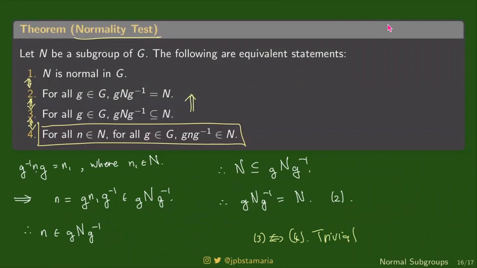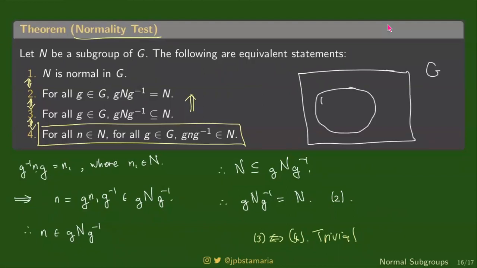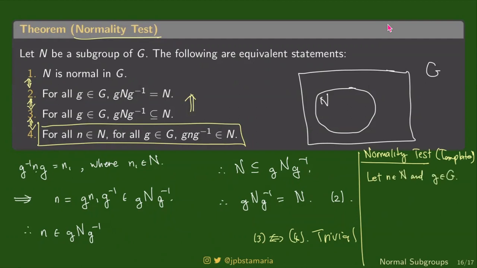Okay? How do we do the normality test? To perform the normality test, ito yung G, ito yung N. To perform the normality test, ito yung proof template. Ito yung template. You start with let n be in N and let G be in G. Okay? Ang kailangan mo mapakita sa dulong-dulo, you just show that G n G inverse upon computation, you just need to show that it is in N.